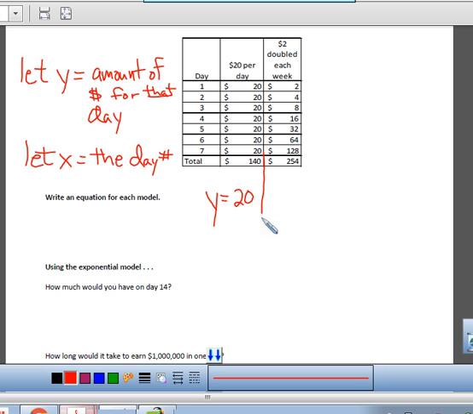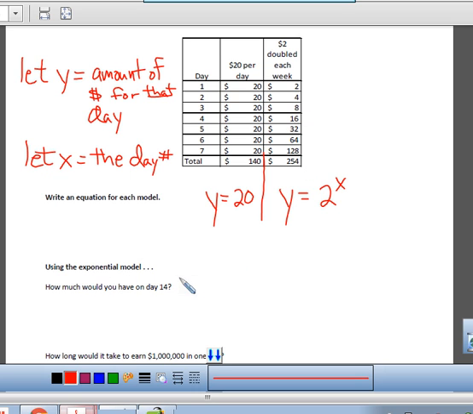But for the other one, it's doubling every time. And what this looks like is one of our exponential functions: y equals 2 to the x. So whatever the day number is, that is our exponent, and that's how you end up with these numbers.